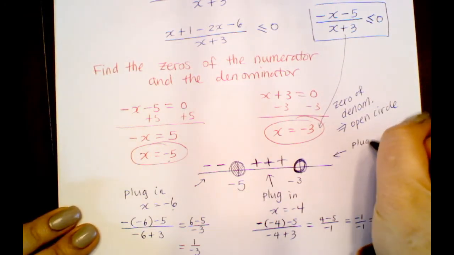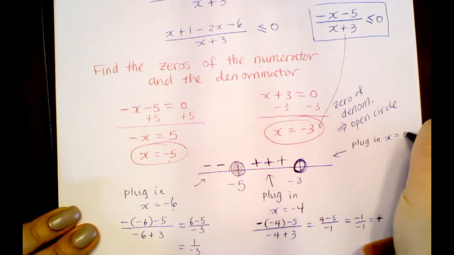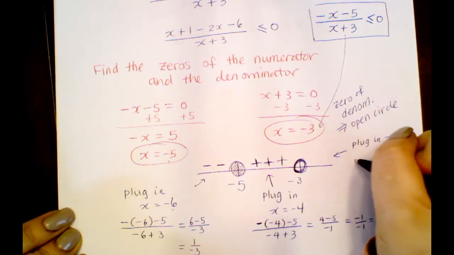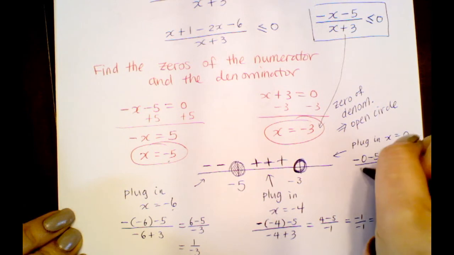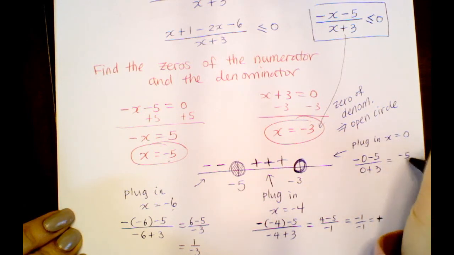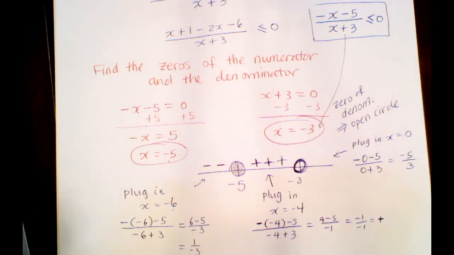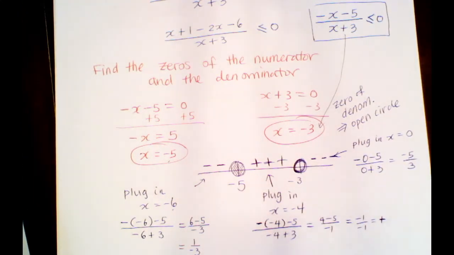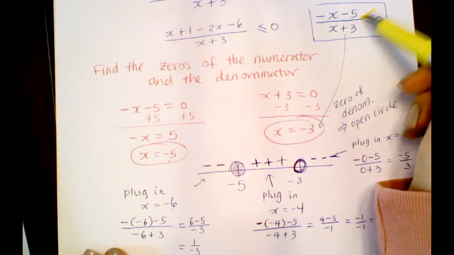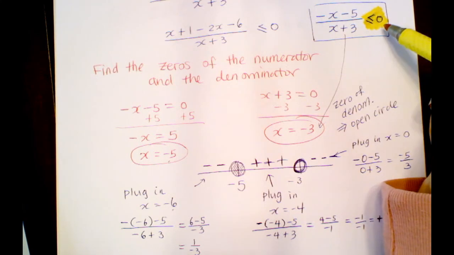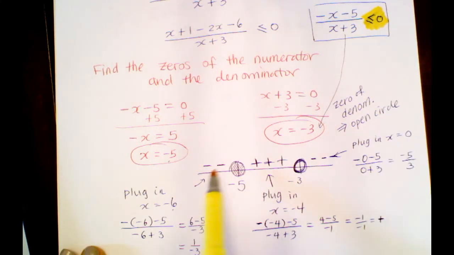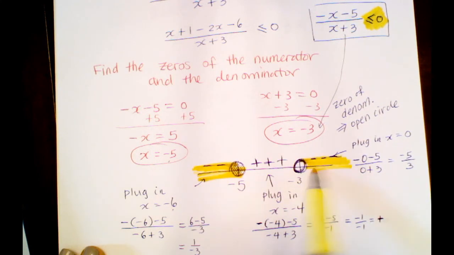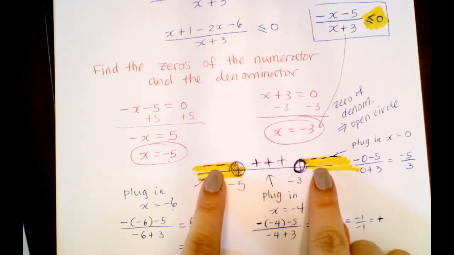So this one, let's plug in a number that's greater than negative 3, and I'm just gonna use 0 because 0 is bigger than negative 3. So that will be 0 minus 5 over 0 plus 3, and that's just negative 5 over 3, which is a negative number. So this will be my answer: negative, negative, negative. I'm gonna get my yellow highlighter, and highlight all the intervals that are less than or equal to 0. So here is one region that is less than or equal to 0, and here's another region that is less than or equal to 0, both with the negatives, right?